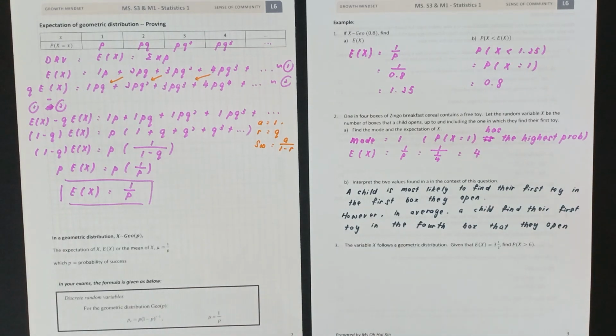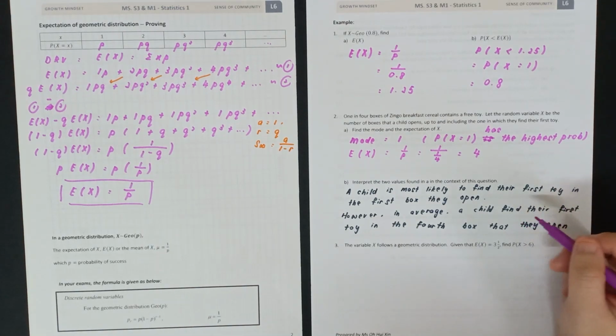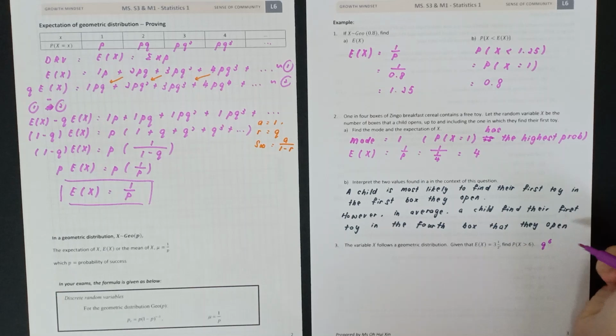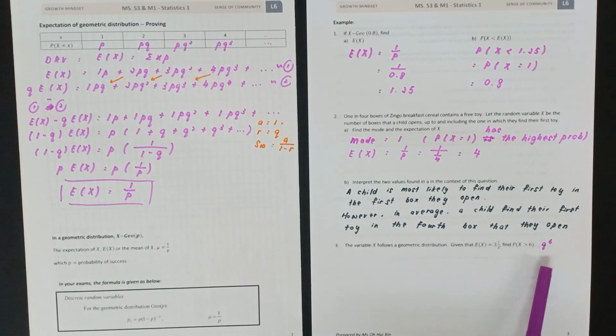Okay, alright, number 3. The variable X follows a geometric distribution. E(X) equals 3.5. Find P(X greater than 6). If we want to find P(X greater than 6), it's like your first success occurs after 6 terms, meaning that you have 6 failures. So you need Q^6. For you to do this question, you must find out your Q first.